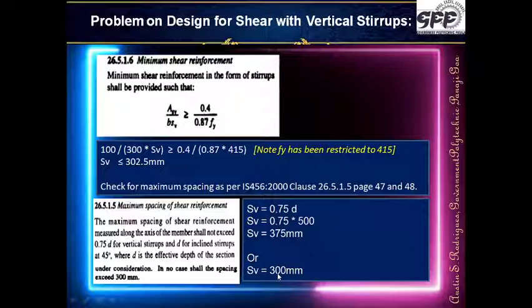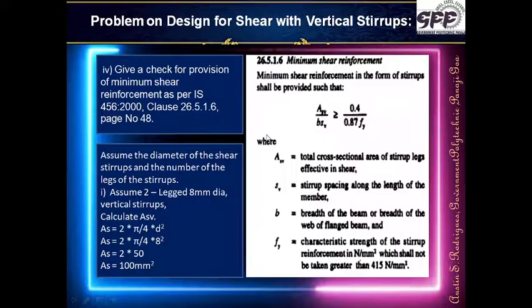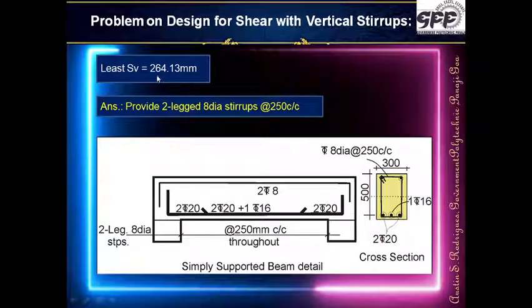So now over here we have got the calculations. We have got 375, we have got 300, we have got 302 over here, and previous to this we have calculated the value as 264. Which is the smallest one? The smallest value is 264.13 mm. So least spacing is 264.13 mm. So the answer is provide two-legged 8 mm dia stirrups anywhere below this, 250 mm center to center. So we are providing two-legged 8 mm diameter stirrups at 250 mm center to center.